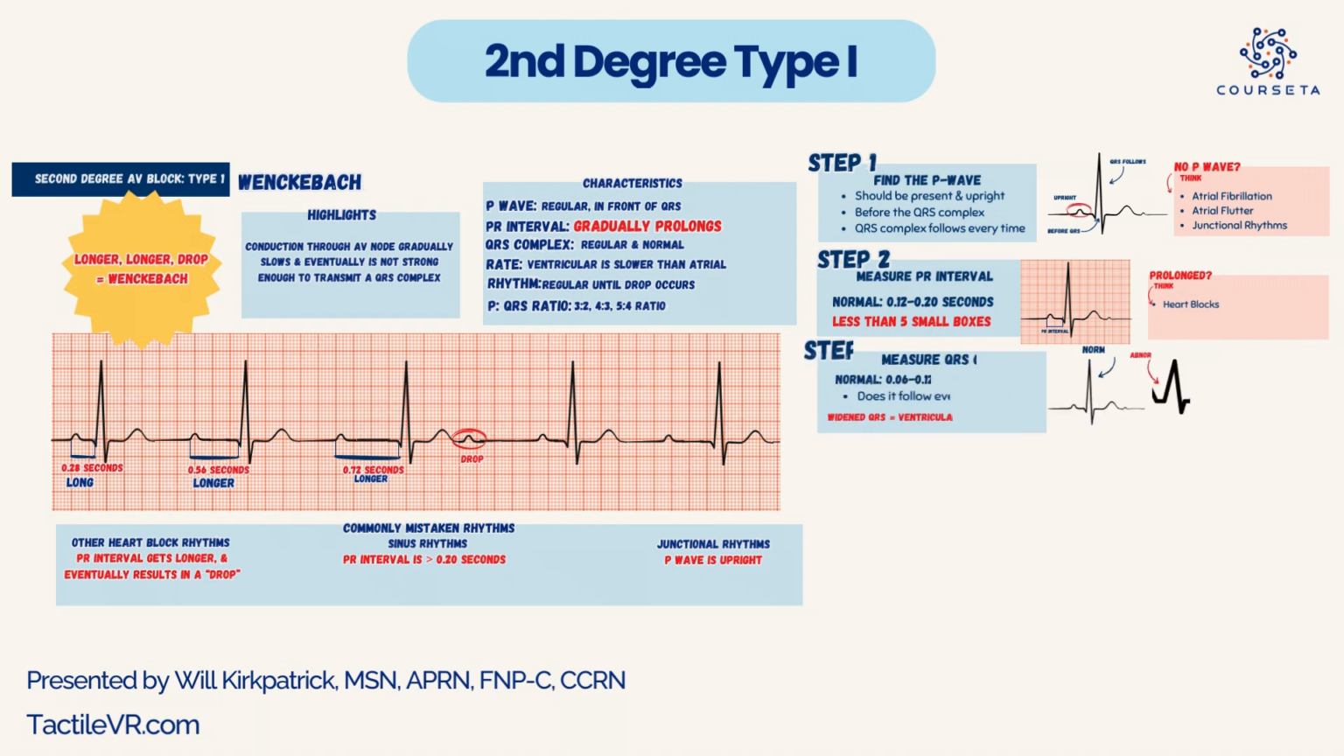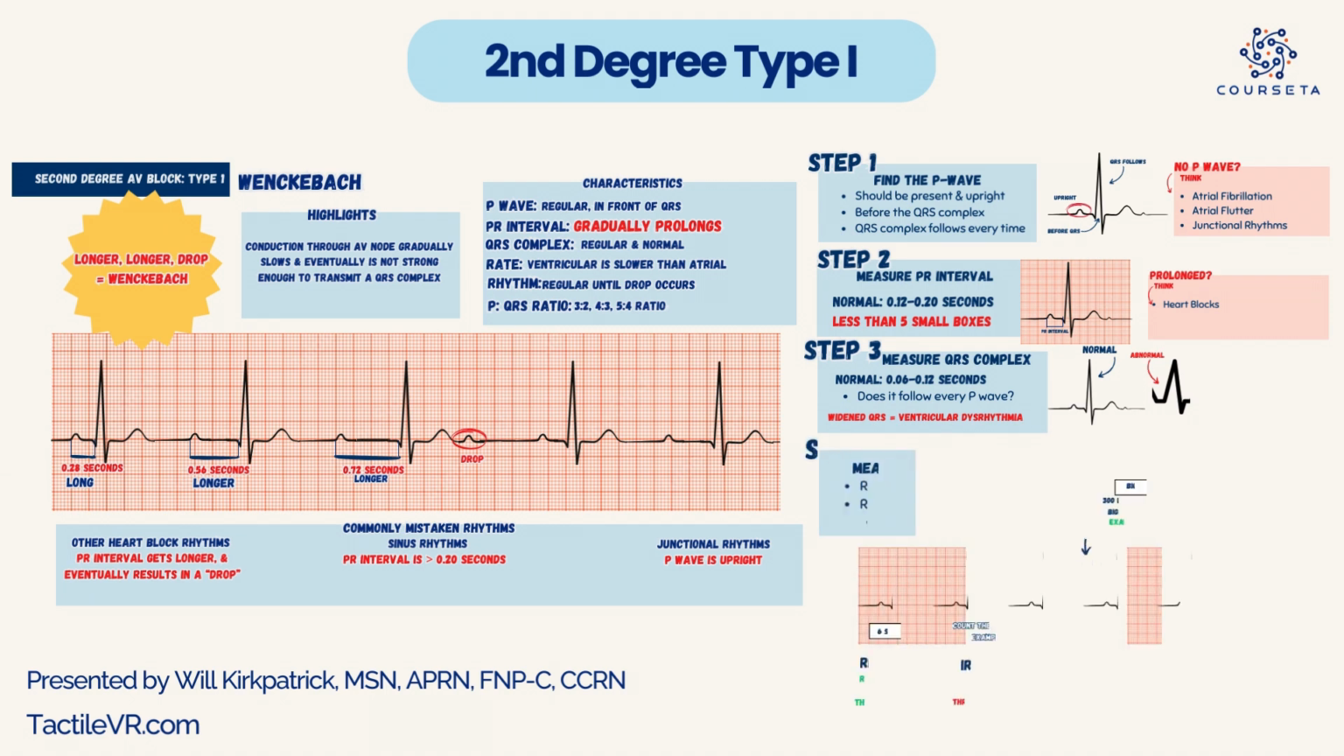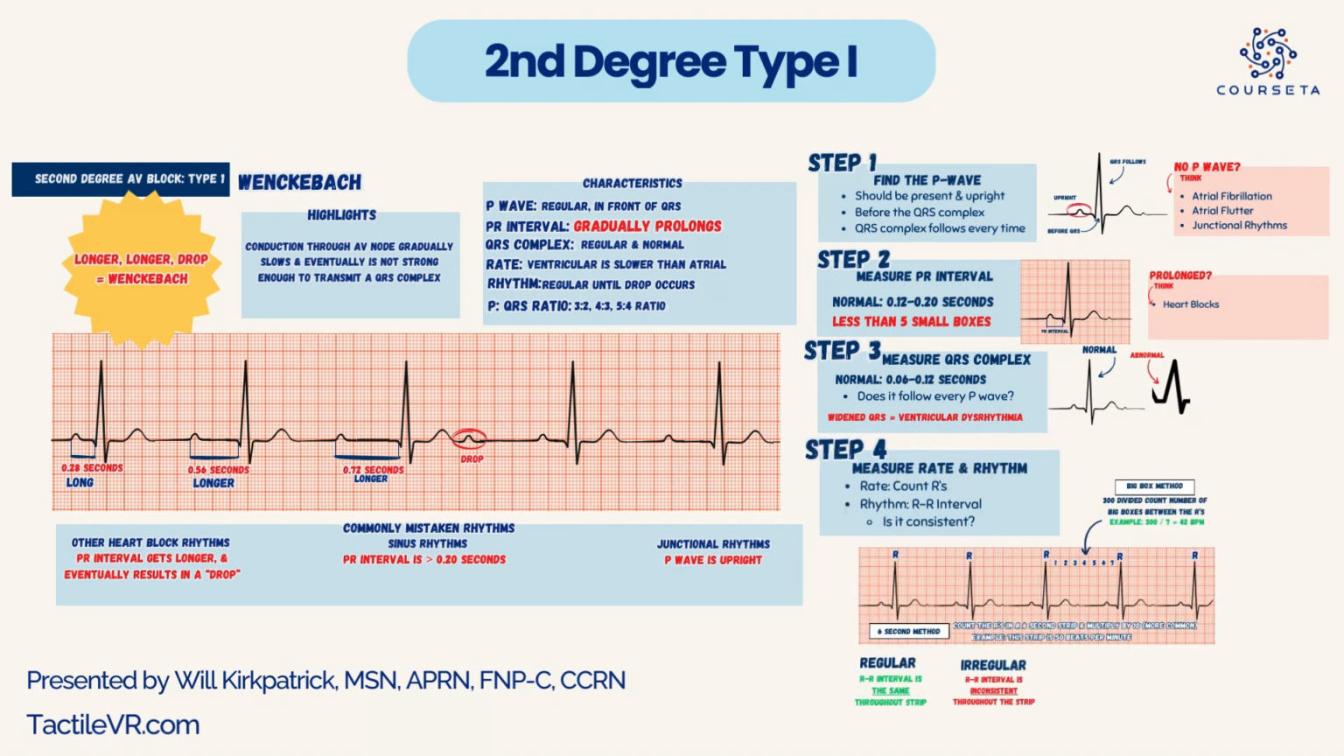Step number 3, let's measure the QRS complex. The QRS complex is okay because it's less than 3 small boxes, so it's not a ventricular arrhythmia of any sort. Step number 4, measure the rate and the rhythm. Our rate here is 1, 2, 3, 4, 5, so 50 beats per minute. And our rhythm checks out because the R-to-R intervals are consistent.